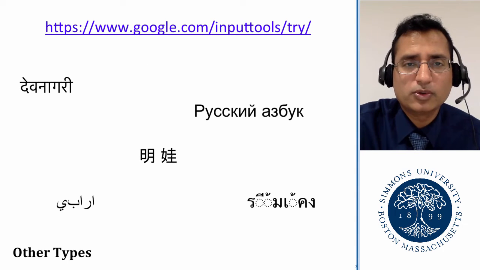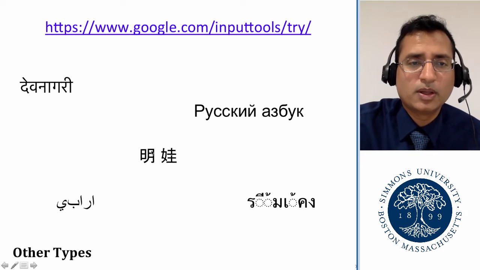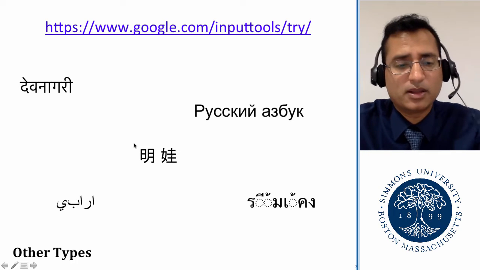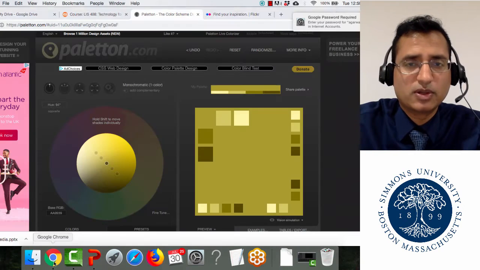And then if we go to Google Input Tool, you'll find that you can type the fonts in various different languages, and you can have things in Devanagari. This is the font in Hindi, or you can have it in Russian or Chinese or Thai or Arabic. All of these different characters are different font types which you can display.